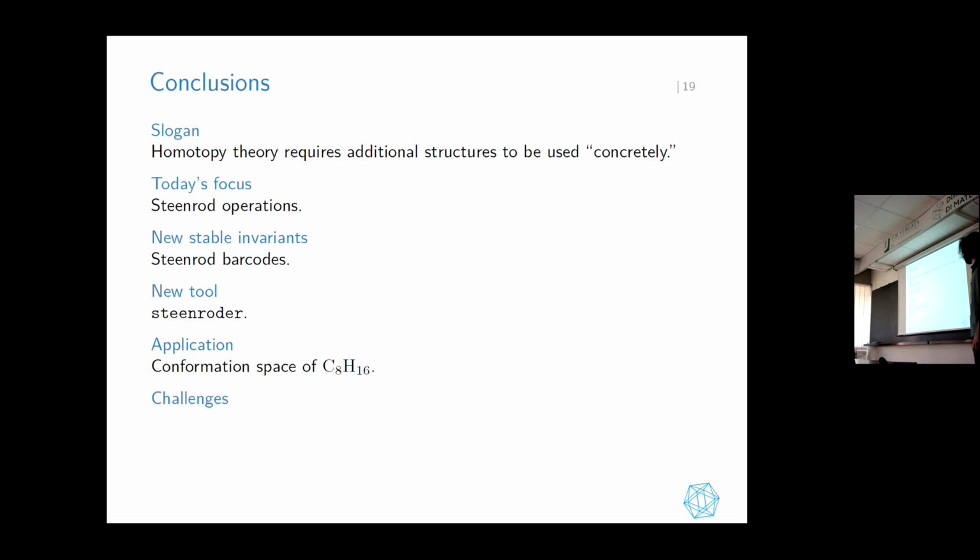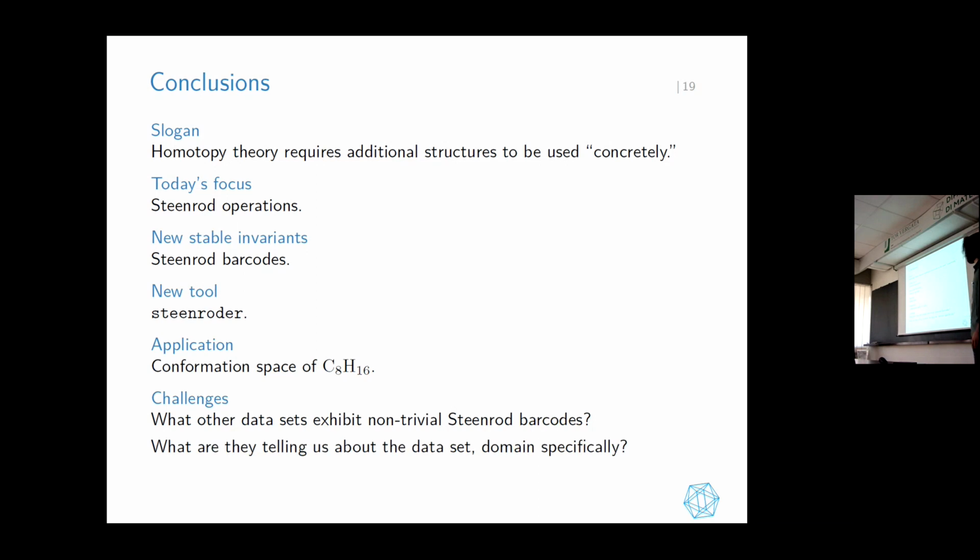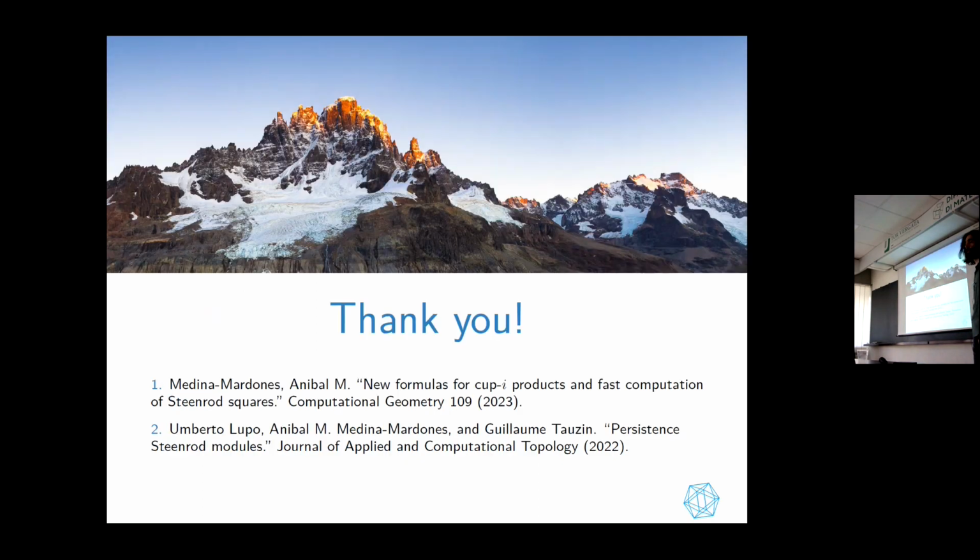Okay. So the challenge now becomes to find data sets where this invariant is also present, and through domain-specific explanations, find the meaning of this very important topological twisting that now we have access to. And with that said, thank you for your attention.